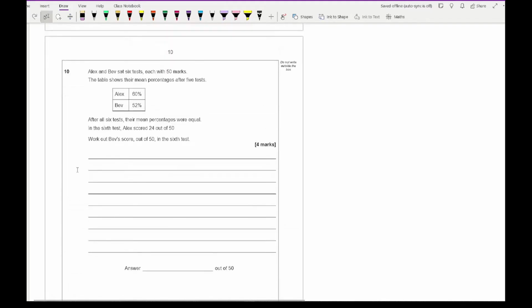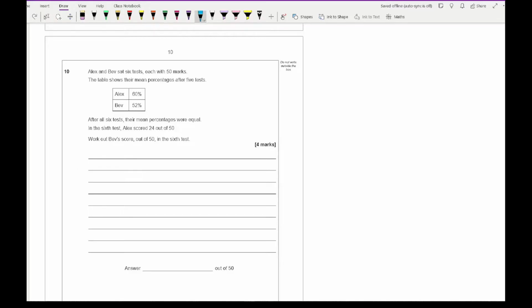Next question, question 10, says Alex and Bev sat 6 tests, each with 50 marks. The table shows their mean percentages after the 5 tests. After all 6 tests, their mean percentages are equal. In the 6th test, Alex scores 24 out of 50. Work out Bev's score out of 50 in the 6th test.